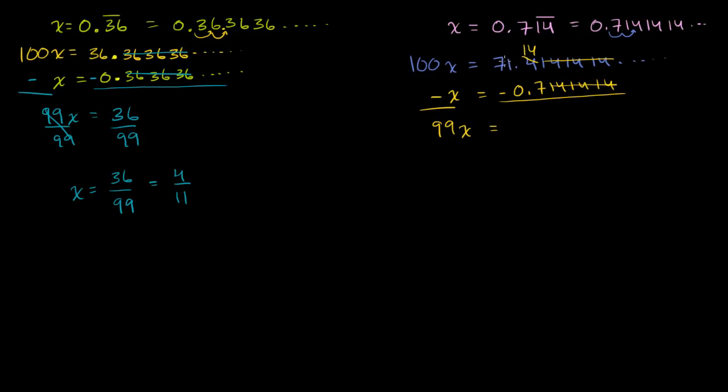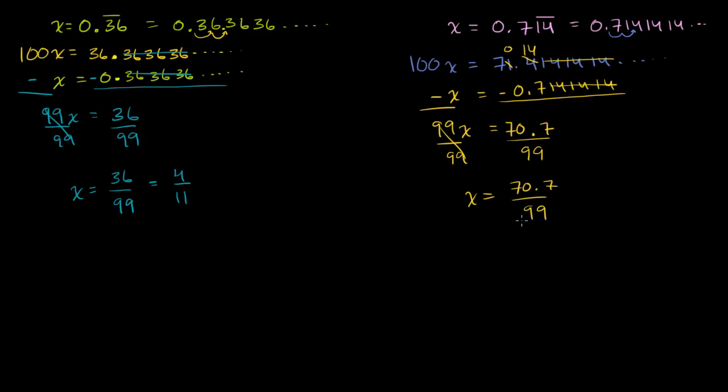This could be a 14, this is a 0, so you have 14 minus 7 is 7, and then 70 minus 0. So you have 99x is equal to 70.7, and then we can divide both sides by 99. You could see all of a sudden something strange is happening because we still have a decimal, but we can fix that up at the end. So let's divide both sides by 99. You get x is equal to 70.7 over 99.